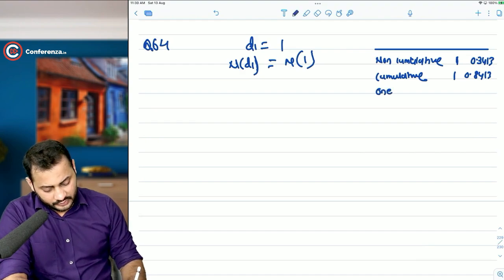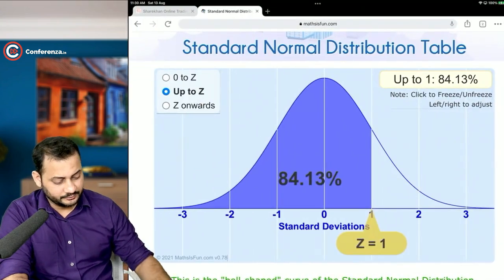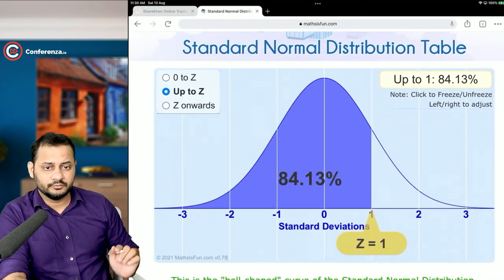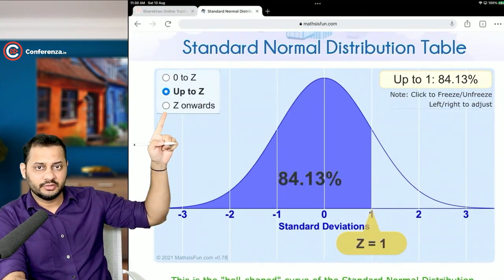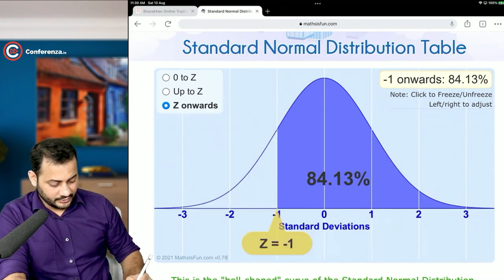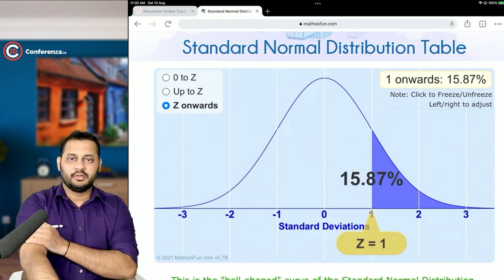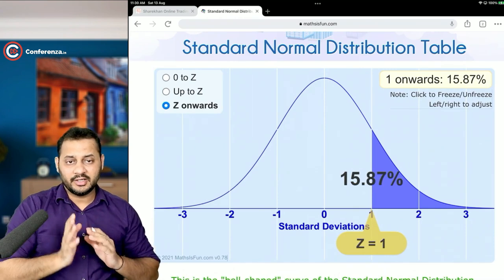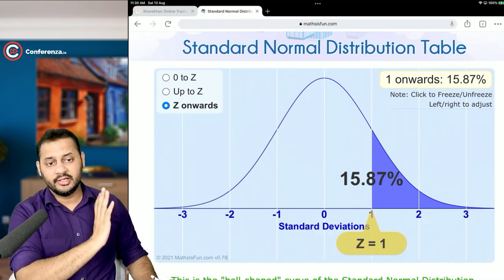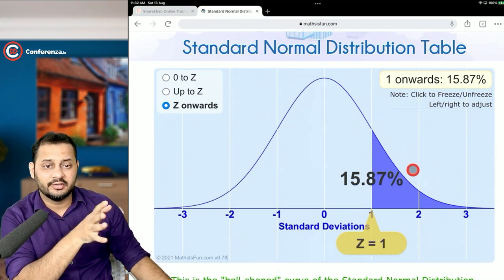Also, they can give you one tail. One tail means the other side of the story. See, this is Z onwards. If you have been given this figure and you calculate for 1, so this is one tail. Tail means the end part, the other part of that. This is the tail side.